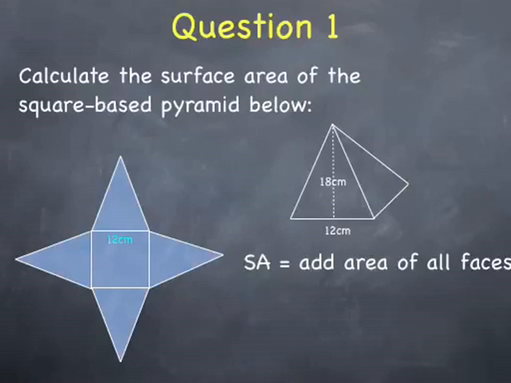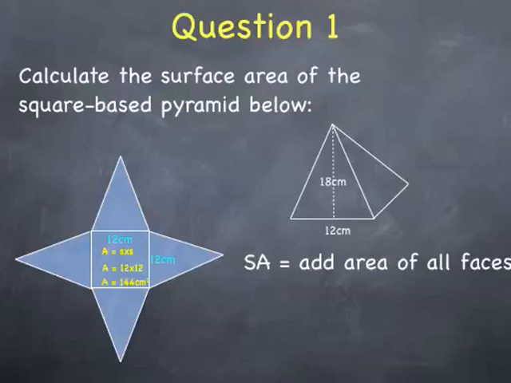It's got a side of 12 centimeters. Being a square, they're all 12. So the area equals side times side equals 12 times 12 equals 144 square centimeters. So that's a square done. Let's look at the triangles now.